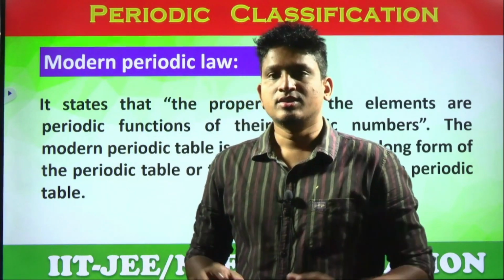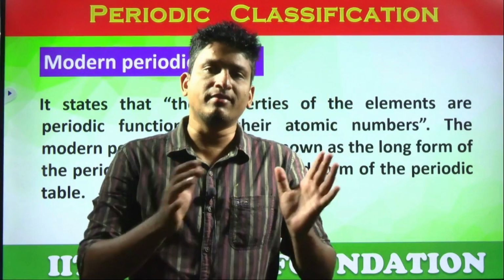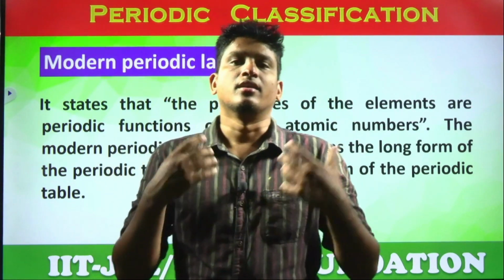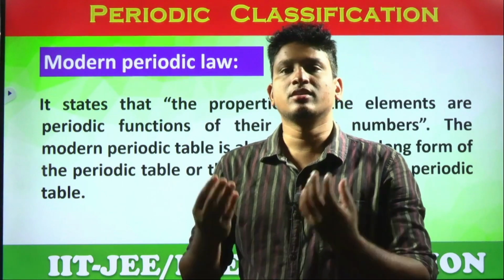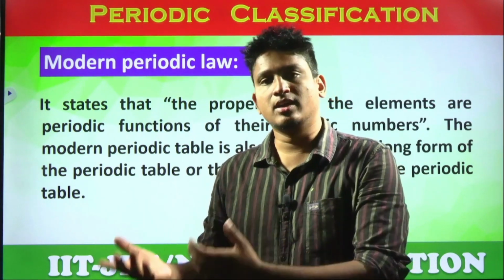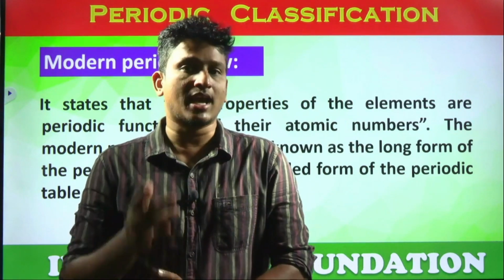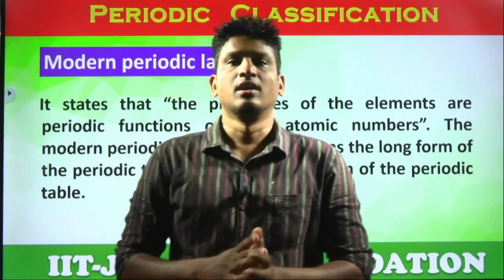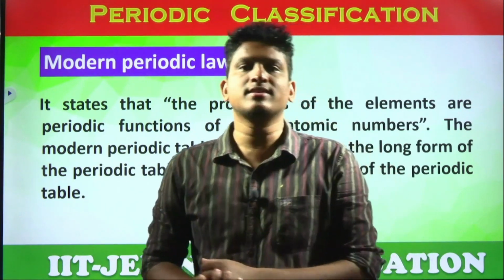Hello students. So today's discussion in this chapter is about the modern periodic table. In the previous video we already completed Lavoisier's classification, Dobereiner's classification, Newlands' classification and Lothar Meyer's atomic volumes, as well as Mendeleev's periodic table. So after all these classifications, students, what do you think is the best way to classify the elements?